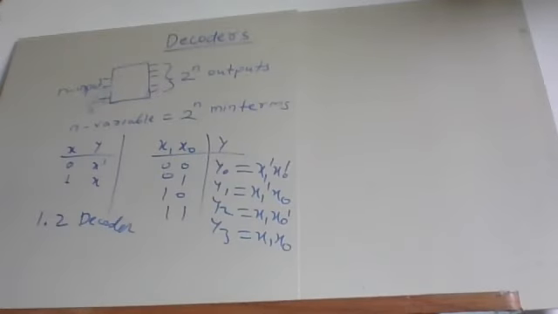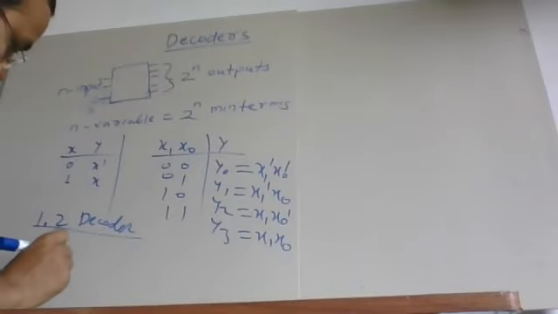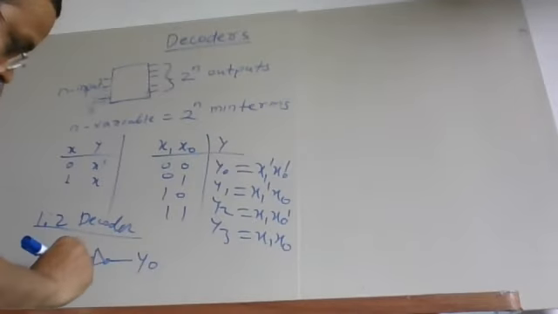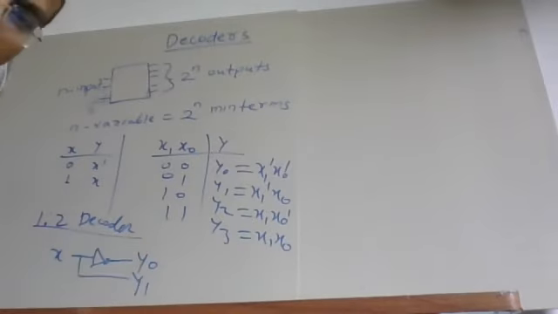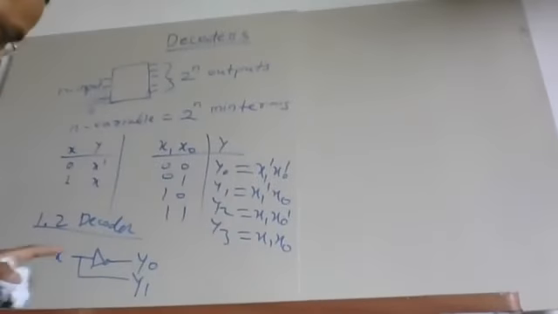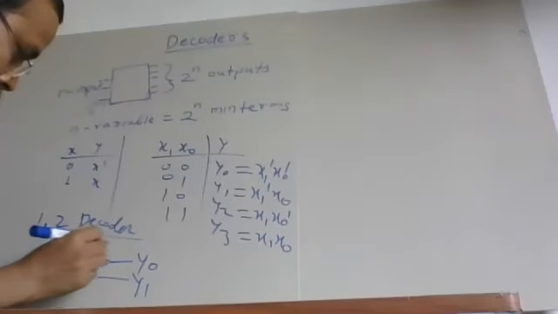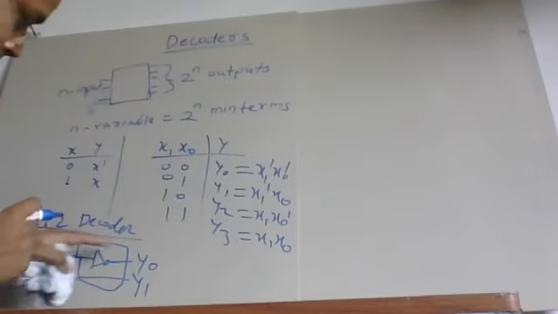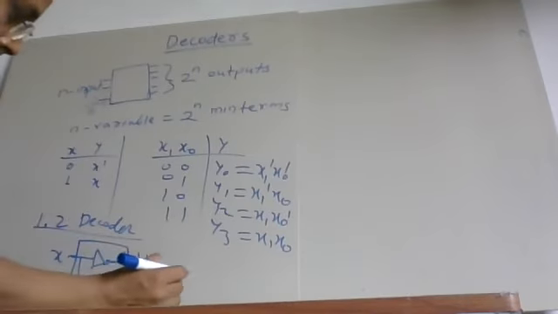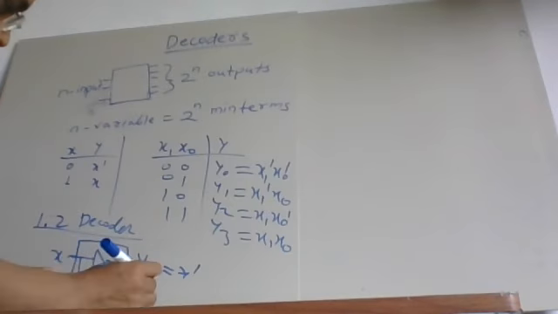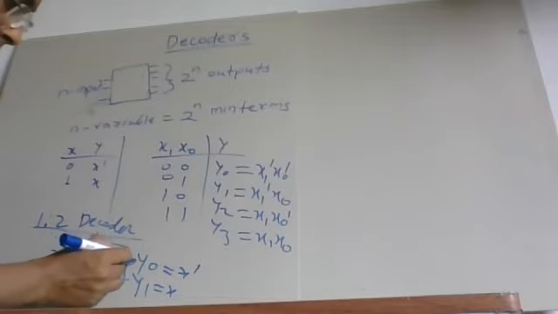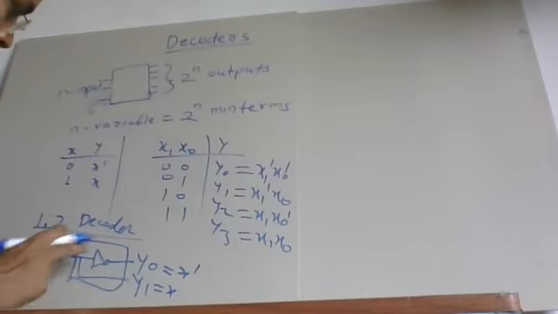What will be the circuit for the 1 to 2 decoder? It's nothing but simple. The input is x, its inverted output is y0, and the non-inverted output is y1. So this is the 1 to 2 decoder, and you can put this into a box. So when x is 0, y0 is equal to x dash. When x is equal to 1, y1 is equal to x. So at a time, only one output will go high. So this is the 1 to 2 decoder.